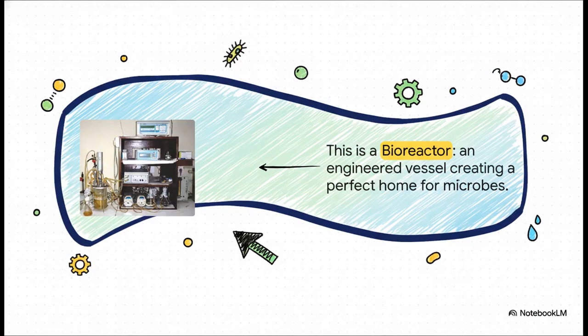Now, this is a bioreactor. I know, it looks a bit complicated, but its job is actually quite simple. Its whole purpose is to be the perfect, most comfortable, you could say a 5-star hotel for our microbes. It provides the perfect food, the perfect temperature, and most importantly, it's completely sterile. That means no unwanted guests, no germs allowed. It's a VIP-only zone for our microbes.